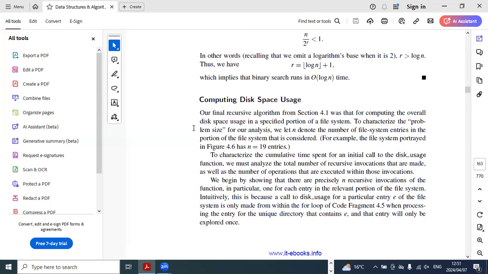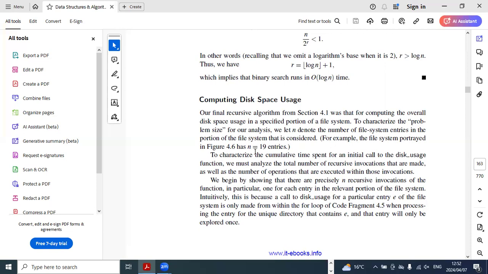Calculating the disk space usage, our final recursive algorithm, from section 4.1, was that of computing the overall disk space usage in a specific portion of a file system. To characterize the problem size for analysis, we let n denote the number of file system entries in the portion of the file system that is considered. For example, the file system portrayed in figure 4.6 has n equal to 19 entries.